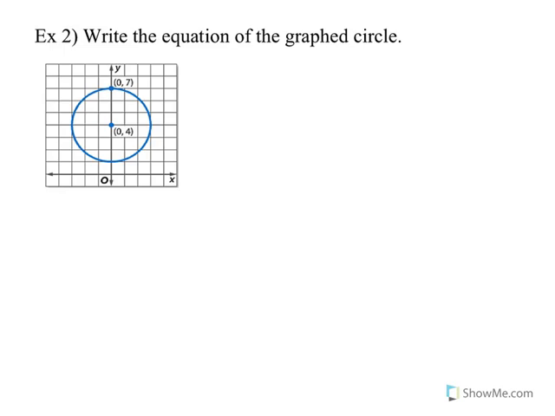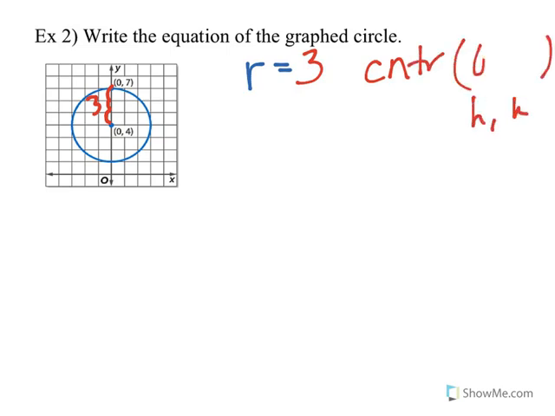So if they give you the radius and the center, you're really just plugging it in. Now what happens if they don't give me the radius and the center? They give me a graphed circle. Find the radius and the center off the circle. So the radius, I can count it, is just going to be 1, 2, 3. And the center, my (h, k), is just going to be (0, 4).